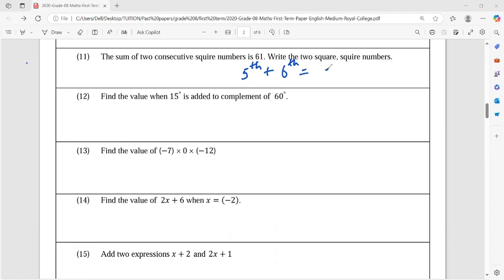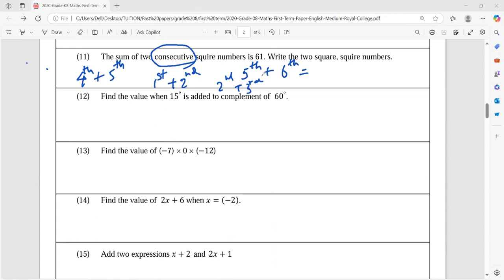What is the fifth square number? It is 25. That means 5 into 5 is 25, plus 36. 36 means the sixth square number, that means 6 into 6. I think you understand consecutive. Consecutive means adjacent numbers. It may be the fourth square number plus the fifth square number, or the first plus the second, or the second plus the third. That's why we call them consecutive.